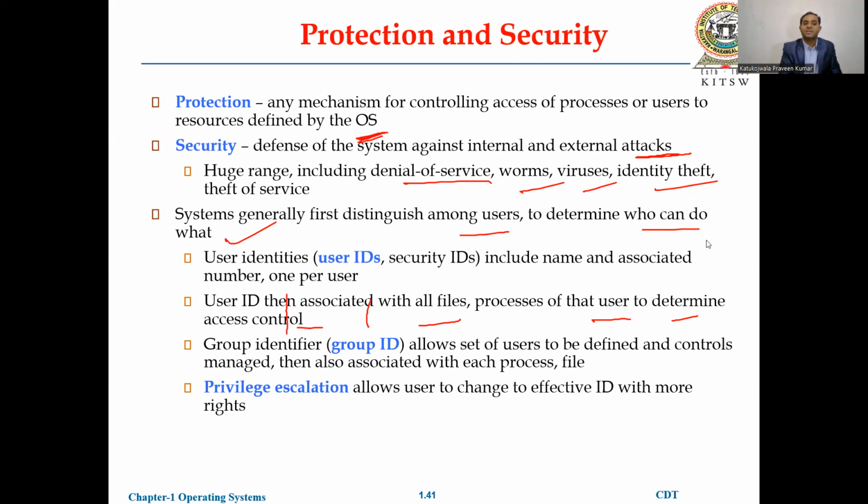And for that, group identification will be allowed. A set of users is defined, controlled, and managed, then associated with each process and file. So it will be divided into sets of groups. That particular group will be allowed only to do particular tasks. Then there is privilege escalation, which allows a user to change the effective ID to one with more rights. So read, write, and execution rights will be assigned based on their privileges.